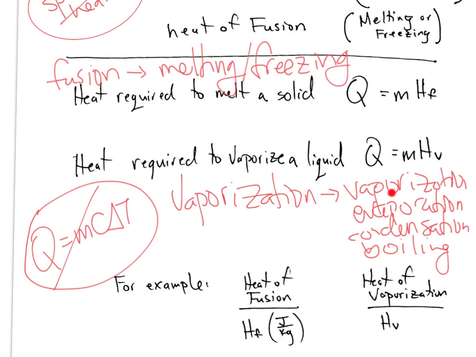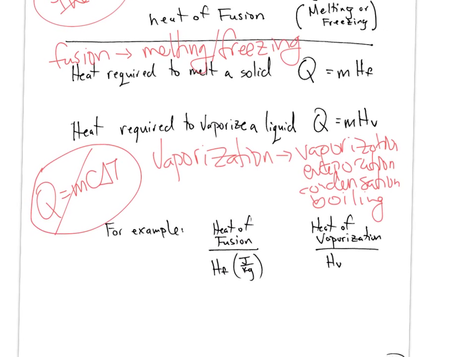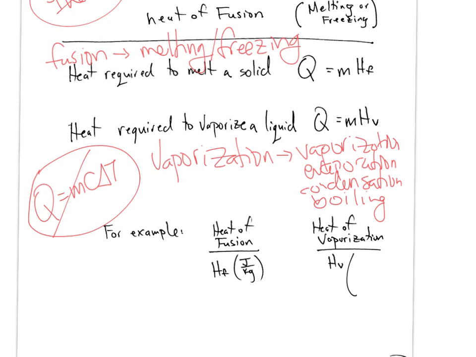Okay, liquid into gas. So, if we look at the units, for example, we have heat of fusion, so this is how we abbreviate that, or this is our variable. The units are joules per kilogram, how much energy is required to melt a certain mass of substance. And heat of vaporization, we don't know what happened, but this is what I meant to write, joules per kilogram again.